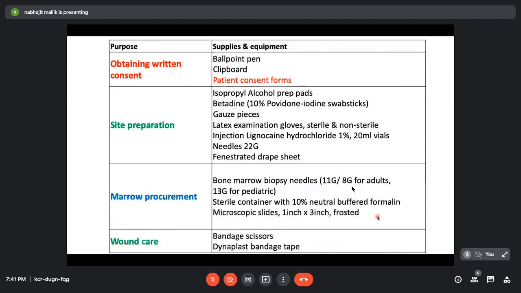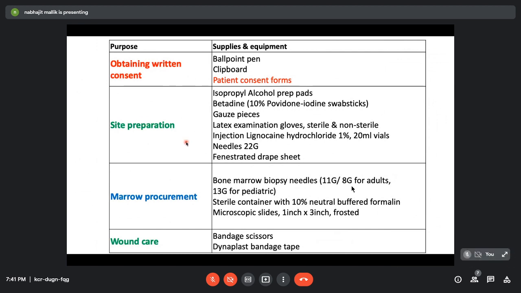Now, there's a table with the various supplies that should be kept before doing a bone marrow examination. First and foremost, for obtaining written consent, this is very, very important. No bone marrow procedure, as I said last time, should be done without obtaining a proper written consent from the patient. He should be explained all the factors associated with the bone marrow examination, any risks that can happen. Everything should be explained to him, and a written informed consent should be taken.